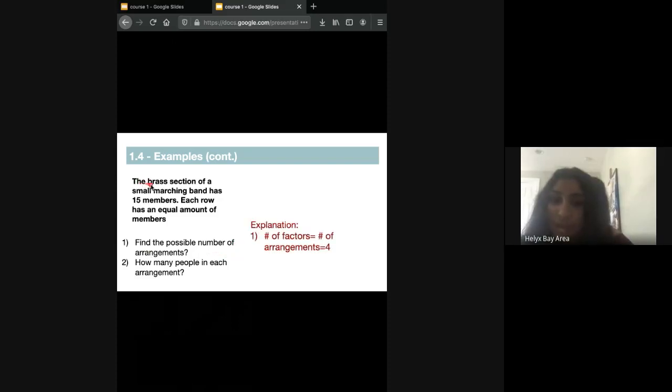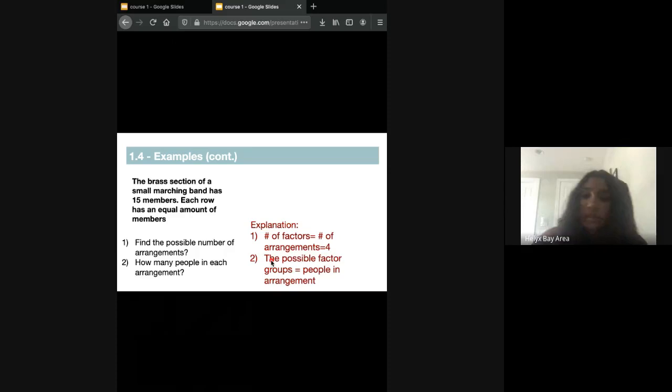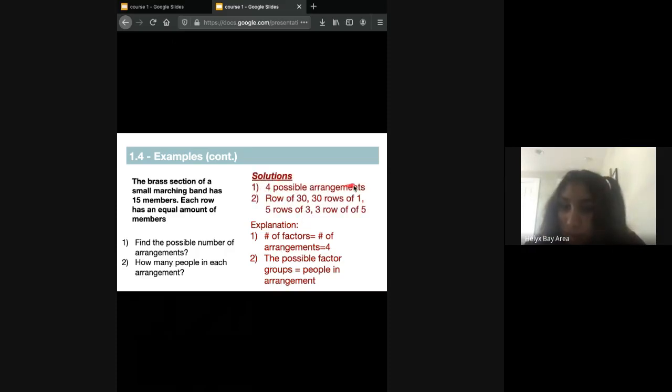So first, we see that the number of factors is equal to the number of arrangements. So since there are 4 factors, there are 4 arrangements that we can do. The possible factor groups is equal to the number of people in each arrangement. So we have 4 possible arrangements because 15 has 4 factors. And this gives us 4 possible arrangements. So our arrangements, if you think about it, we have 30 rows of 1, 5 rows of 3, and 3 rows of 5. So 1 row of 30, 30 rows of 1, 5 rows of 3, and 3 rows of 5.